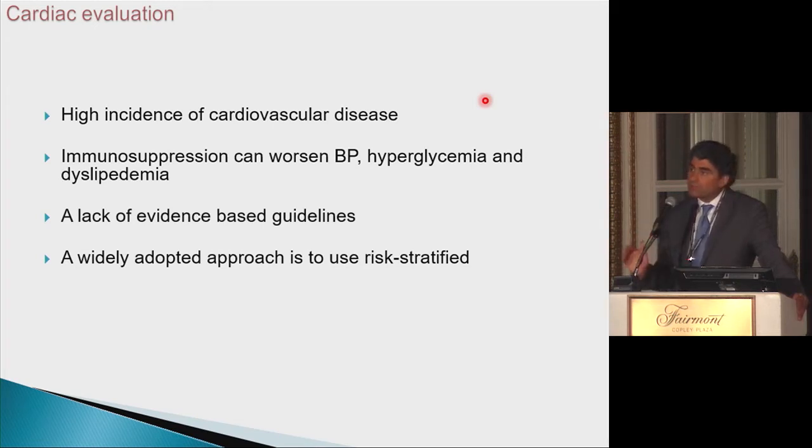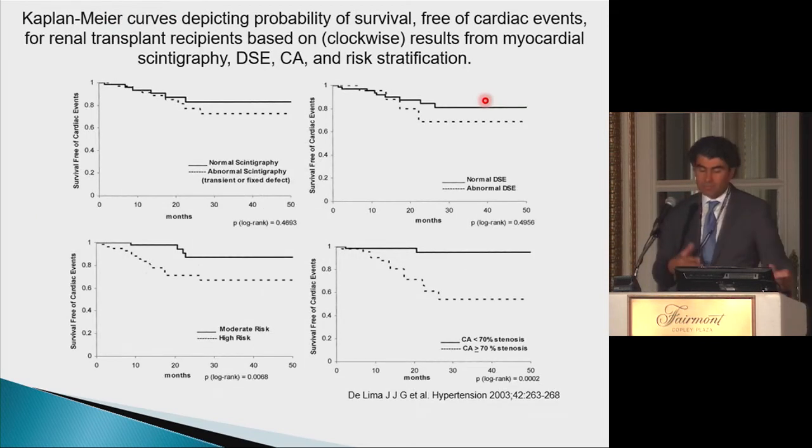There is a lack of evidence-based guidelines here, but the most widely adopted approach is to use stratified risk, which means we do history, physical, EKG, and chest X-ray on everyone, and we move to more screening tests as needed. But the question is, what screening tests should we do in those patients? The American Society of Transplantation recommends coronary angiography only in patients who had positive stress tests.